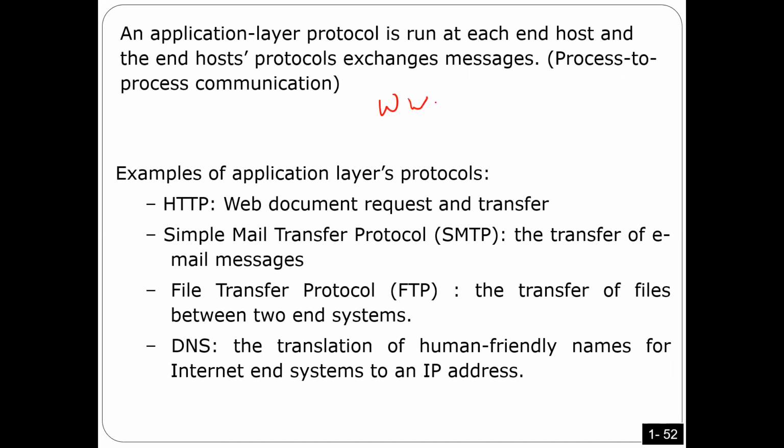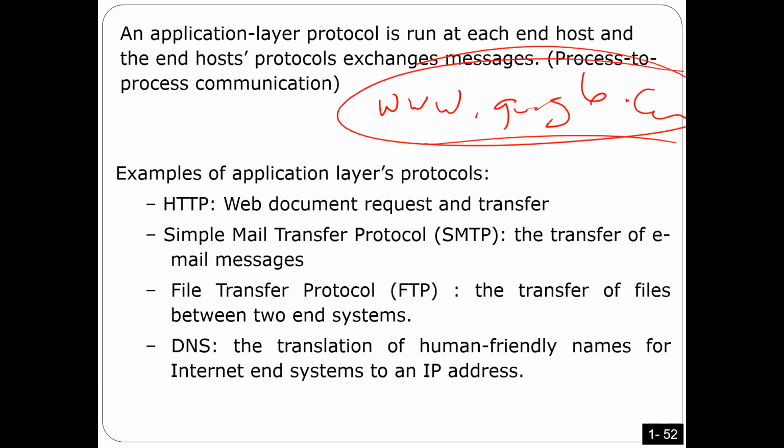Okay, that's why it's very easy. For example, if I want to go to Google, I'm going to say www.google.com. That's easy, right? However, the network doesn't understand this, so we need to convert it to a number. It's just a bit more convenient for us to use names instead of numbers.